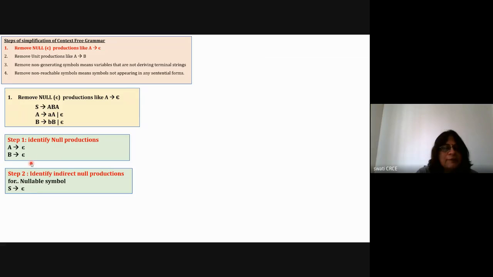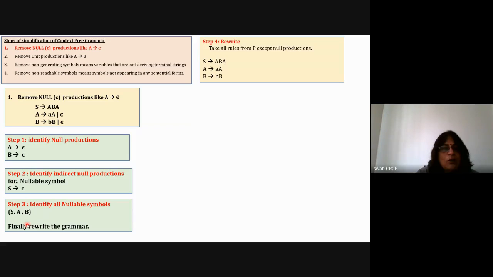In the first step you identify the direct null production rules. In the second step you identify indirect null production rules. So S is also nullable. So now we can say that S, A, and B all three are nullable symbols, meaning all three can be null or epsilon. Okay. So now start solving the problem.